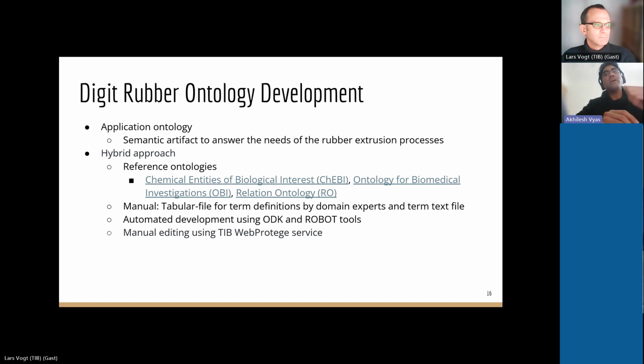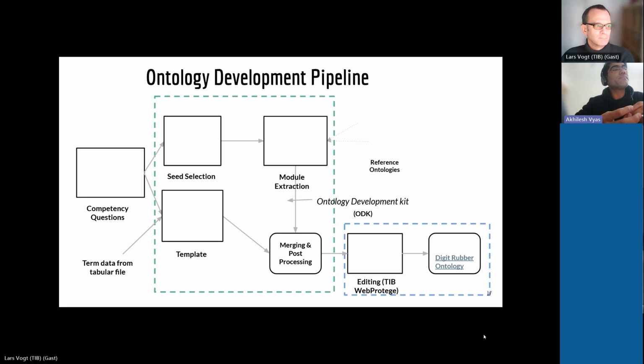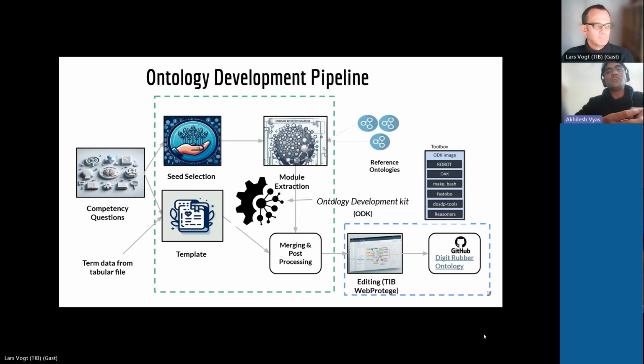In the first part, the manual creation, we create the tabular file, which has the new term definitions, and the term text file. Then the second part is the automated workflow using the ODK and ROBOT tools. And finally, we have the ontology editing using the TIB web services. I will cover all the topics in detail in the later slides. So next slide. Yeah. So this is a diagram of the ontology development pipeline.